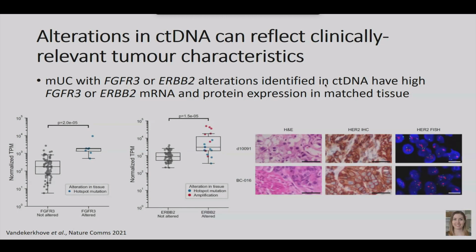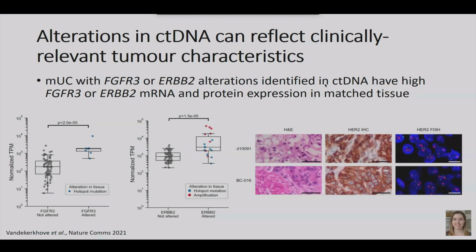So in the plots on the bottom left, we're now looking at the RNA-seq expression of the FGFR3 transcripts in tumor tissue. Now, the patients where we identified mutations in the ctDNA have considerably higher expression of FGFR3 than those that were wild type in the ctDNA. The same is true for alterations in HER2, and this corresponded to high protein expression in the tissue. So what this is telling us is that when we find, in this case, an FGFR3 mutation in the ctDNA, that seems to be reflective of an upregulated pathway in the tumor tissue.